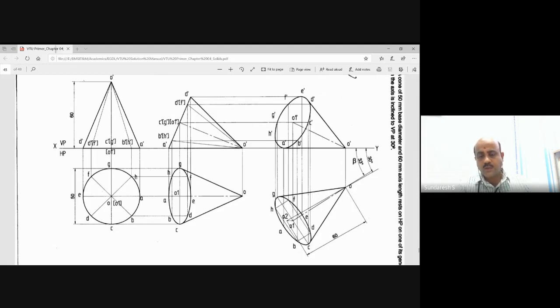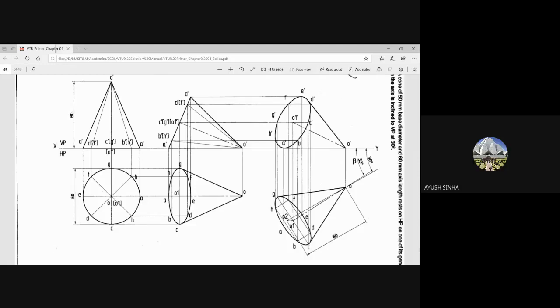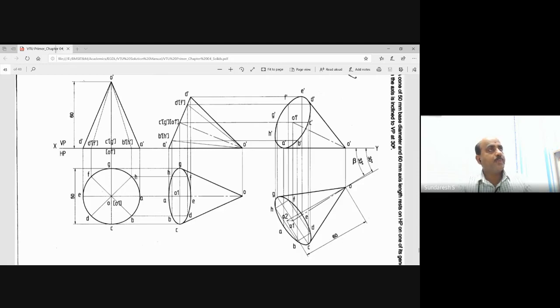If you have any clarification in cones, you can ask Ayush. Any clarification, Ayush? No, sir. Okay, so please keep on practicing in your system or in your sketch sheets and complete your things. We'll meet on Saturday.